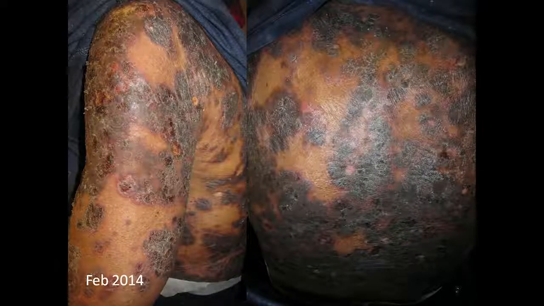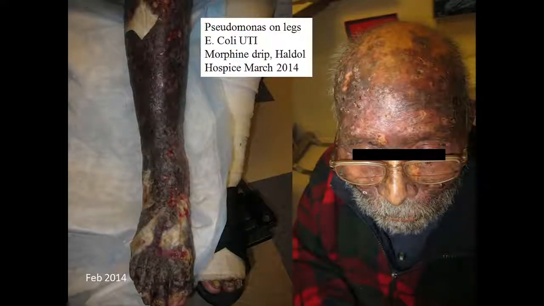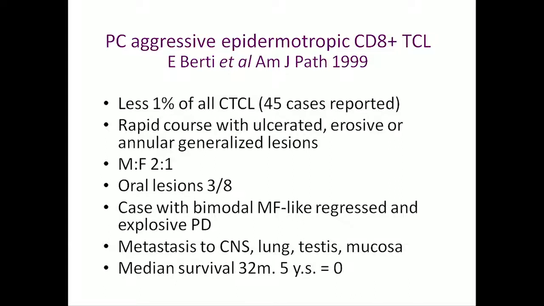A few months later, he was in hospice and he died shortly after. Very few cases of this lymphoma have been reported. We have seen about 20 cases with our cytotoxic group that we are in the process of publishing. Most of those cytotoxic lymphomas have a very poor prognosis, with a tendency for involvement of CNS, lung, testis, and mucosa, and again, a very, very poor prognosis. Oral lesions are seen in a good number of those patients.